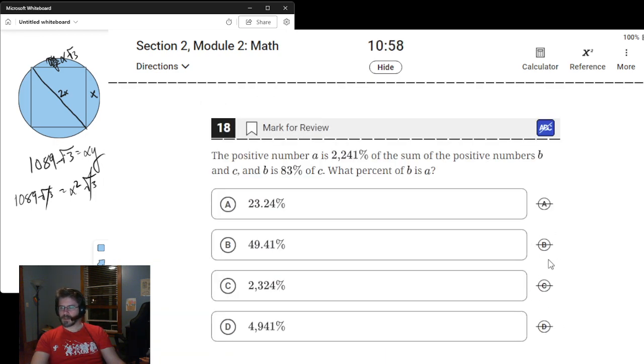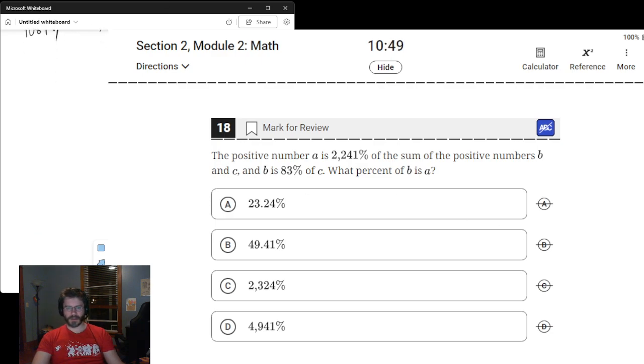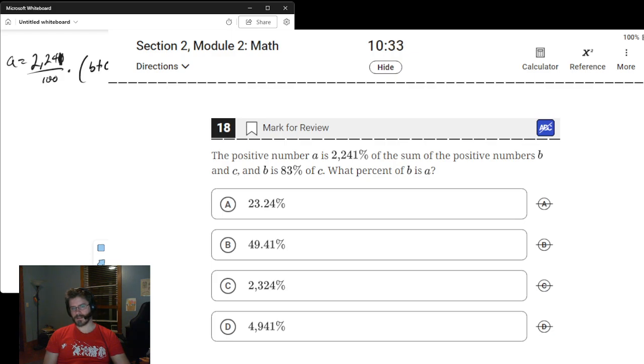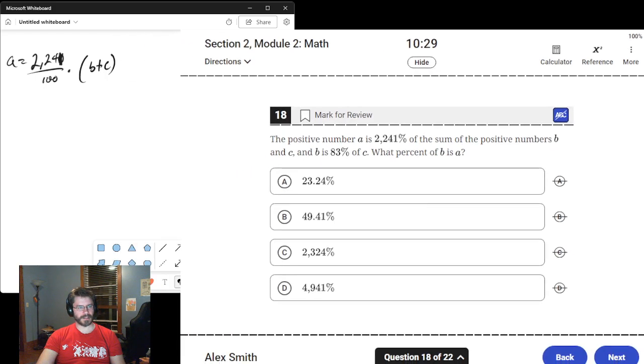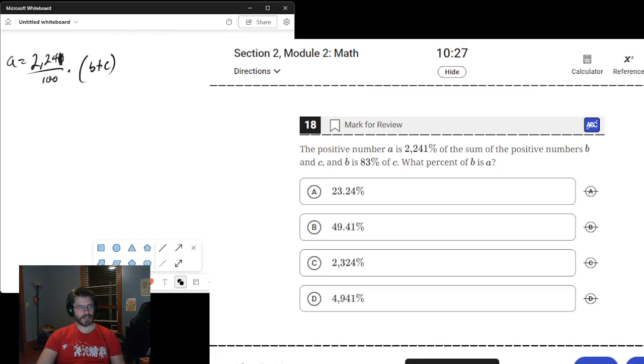Okay, I'm really running out of time. Positive number A is 2241% of the sum. Ooh. Okay, I'm just going to start doing these. I'm going to stop reading out loud. So A, C. Make sure you can see what I'm doing at the very least here.